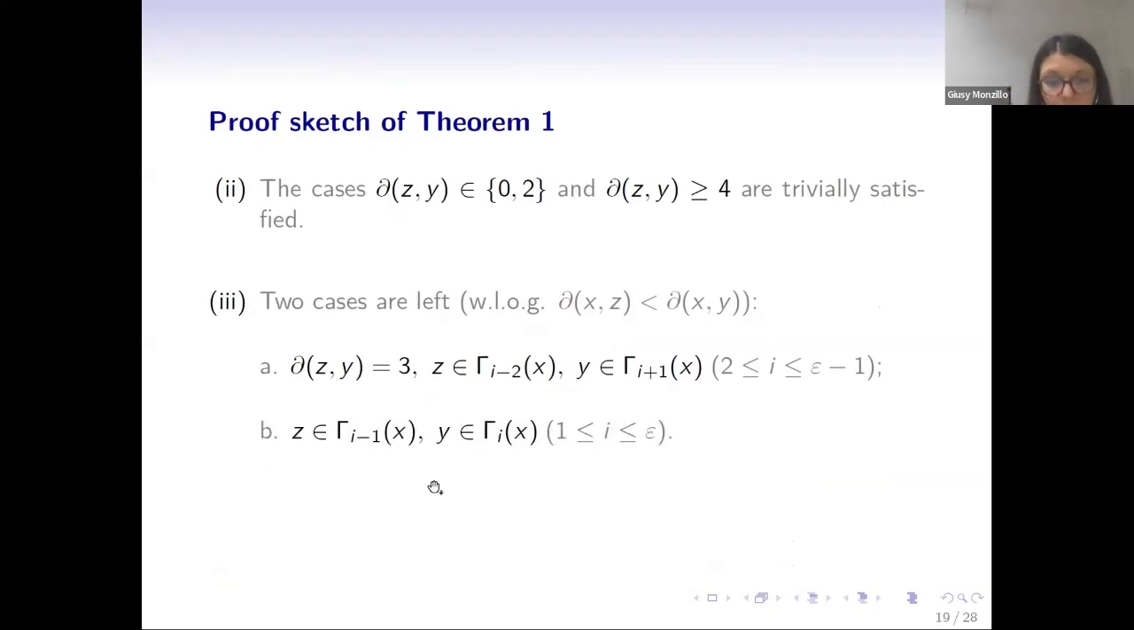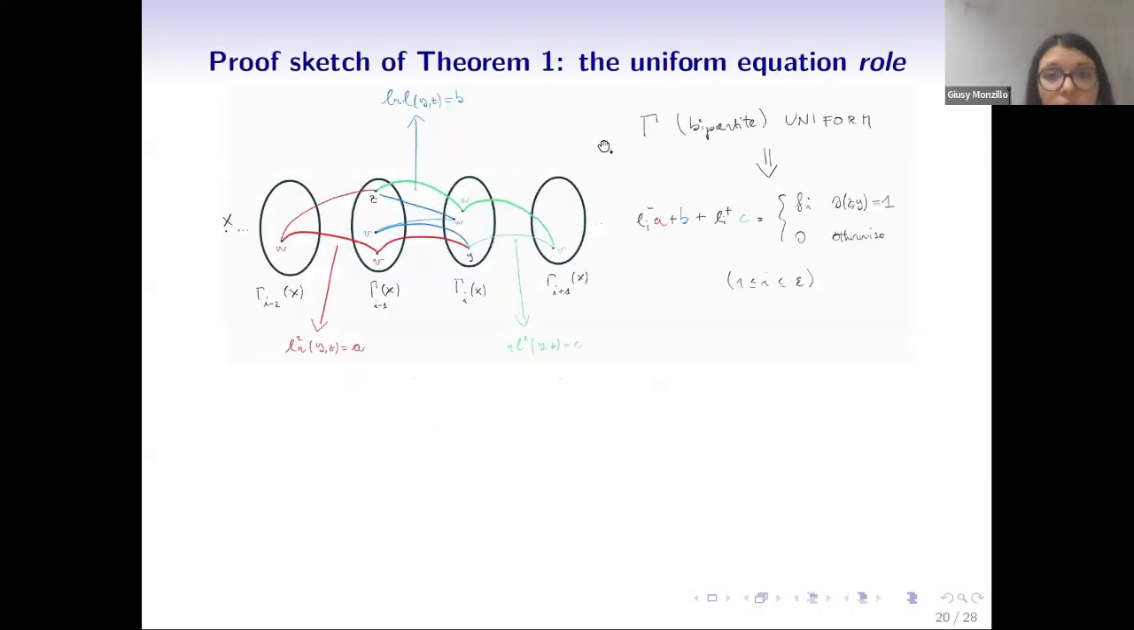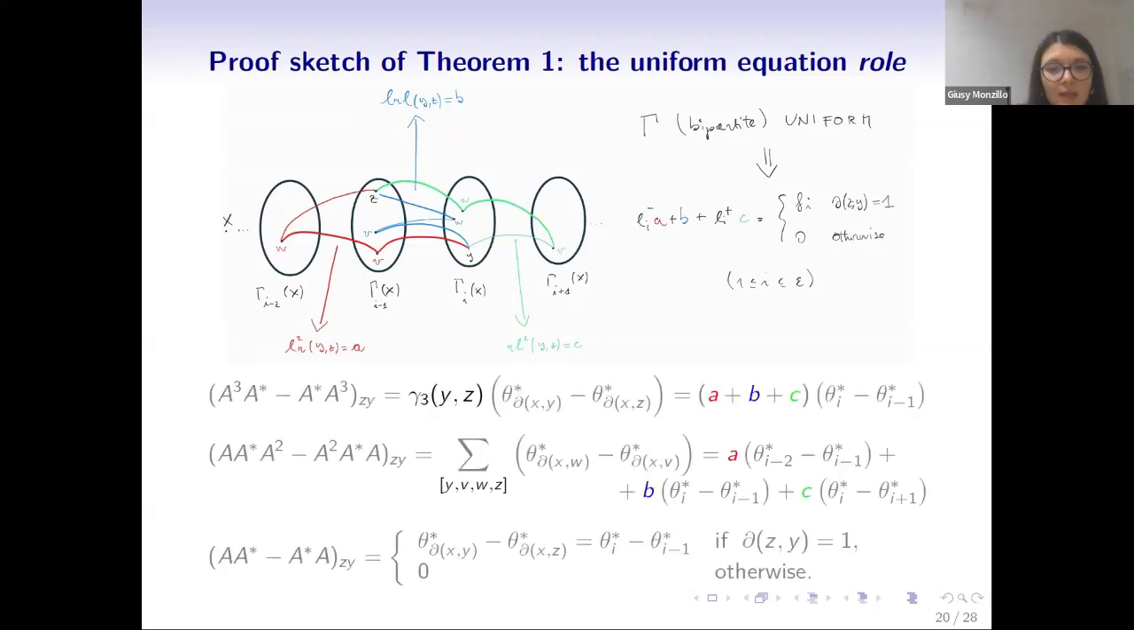But this is the most interesting one from the point of view of the application of the uniform equation. This is the case in which we have Z at distance i minus 1 from x and Y at distance i from x. Here the uniform equation plays a crucial role. Because we know that when the graph is bipartite and uniform, for these choices of Y and Z, we have these equations. Then in this special case, we can express more explicitly these three terms appearing in the tridiagonal relation.